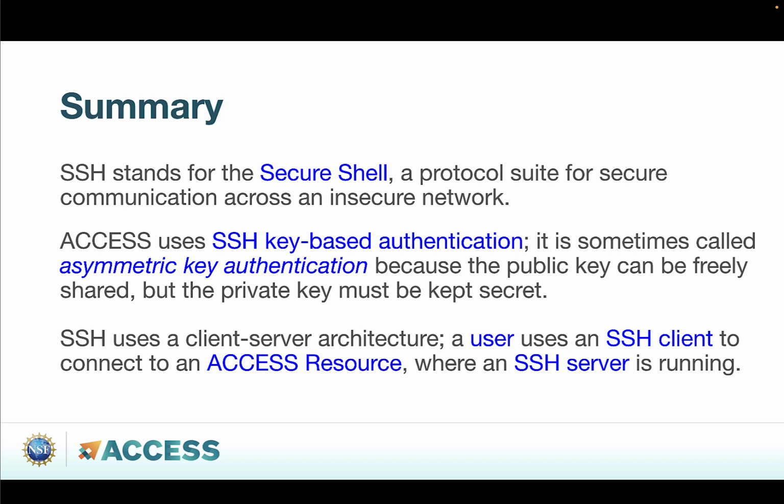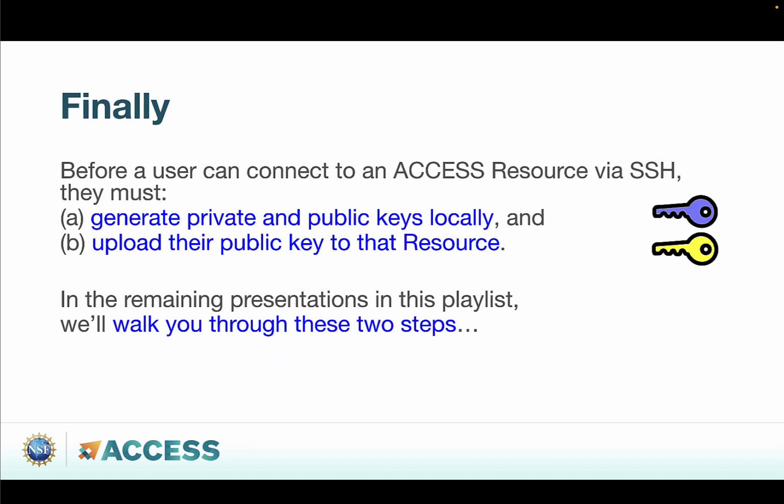SSH employs a client-server architecture. To connect to an access resource, a user uses an SSH client, which connects to an SSH server running on that resource. Finally, before a user can connect to an access resource using SSH, they must first generate public and private keys on their computer and then copy their public key to the resource. In the remaining presentations in this playlist, we'll walk you through these steps.